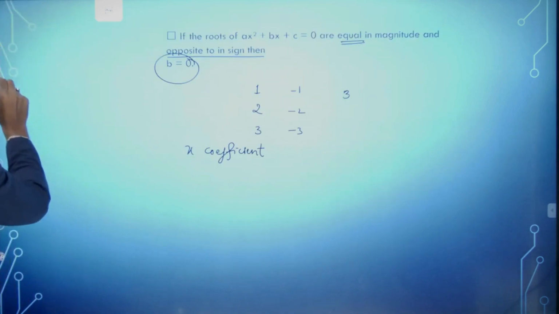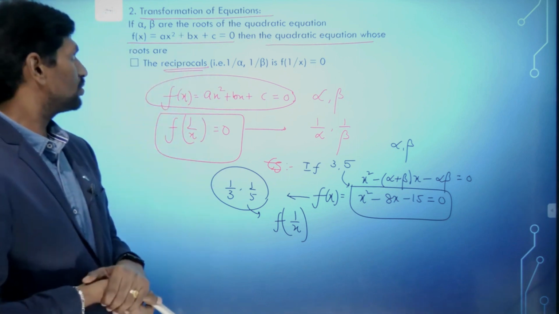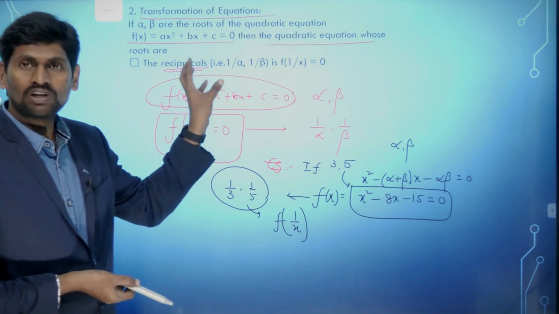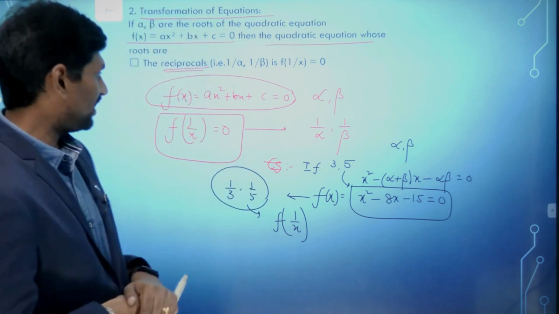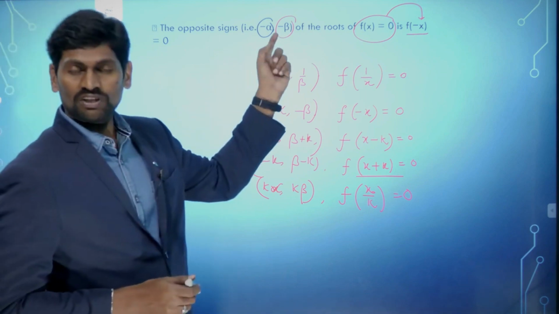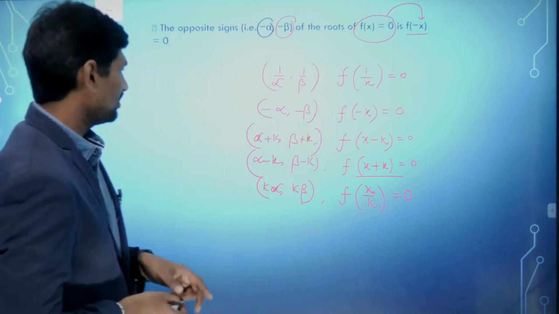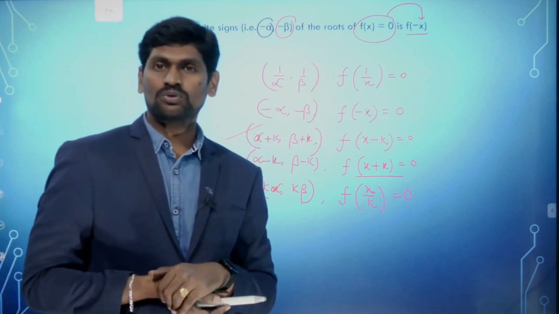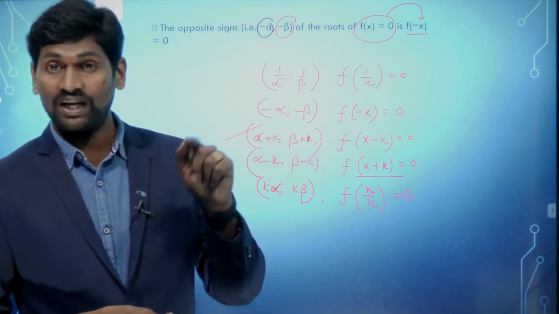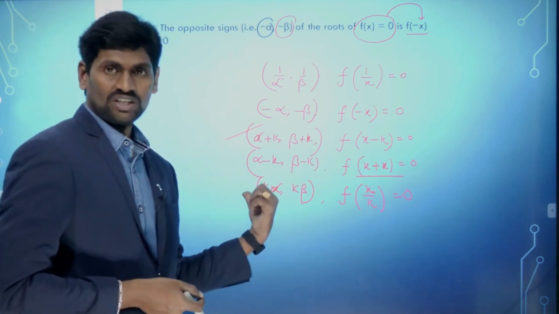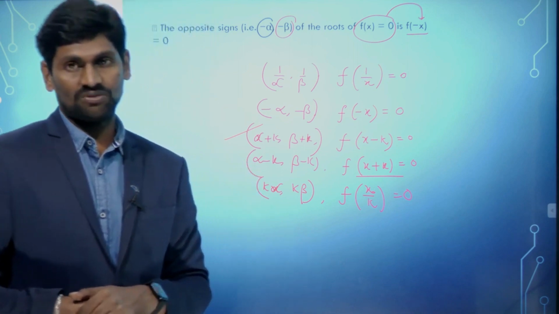See here, today what I have learned here onwards, transformation of equations. If alpha, beta are roots of the quadratic equation f of x, then 1 by alpha, 1 by beta are roots of f of 1 by x. Same way, minus alpha, minus beta are roots of f of minus x. Next, alpha plus k, beta plus k are roots of f of x minus k. Positive means we have to take negative, for negative value we should take positive. Same way, alpha minus k, beta minus k are roots of f of x plus k equal to 0.